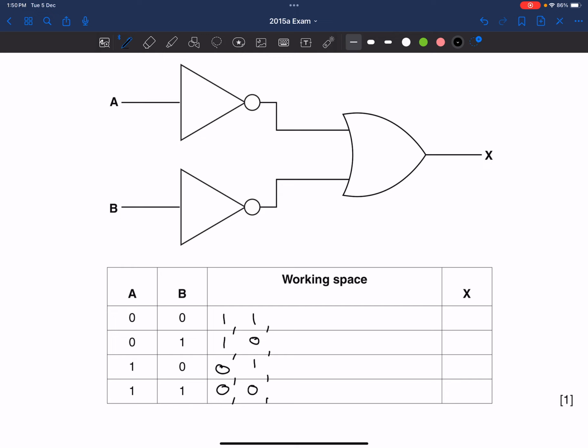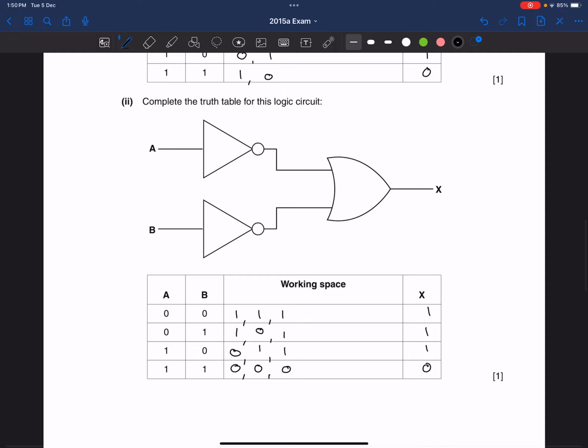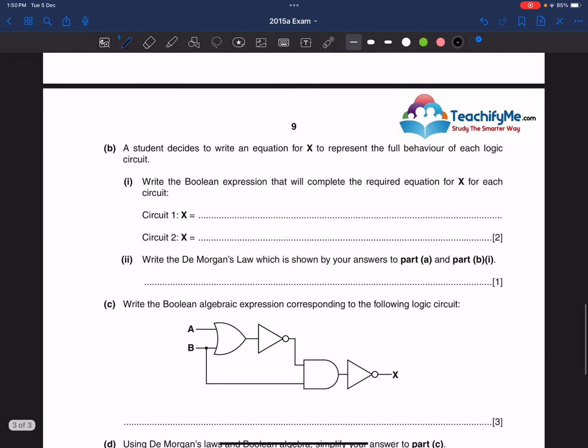Now, for the OR, we do an OR between the NOT A and NOT B, which is the two lines we have in our working space right now. So 1 and 1 give us 1, 1 and 0 also give us 1, 0 and 1 give us 1, and 0 and 0 give us 0. So our final answer for this truth table gives us 1, 1, 1, 0.